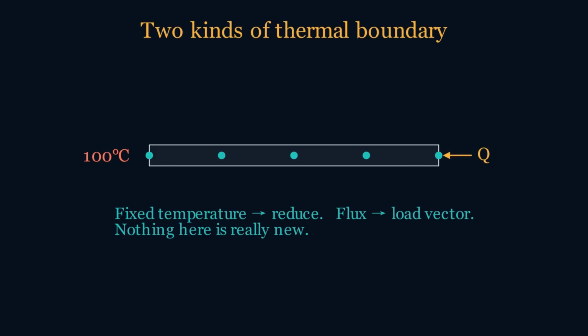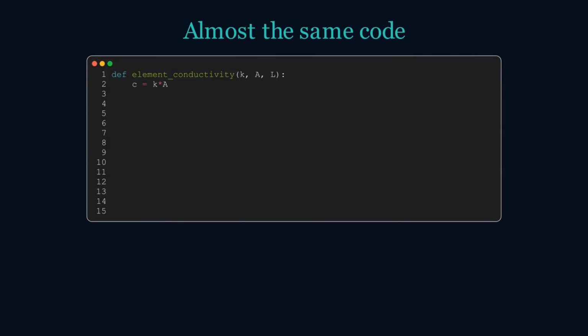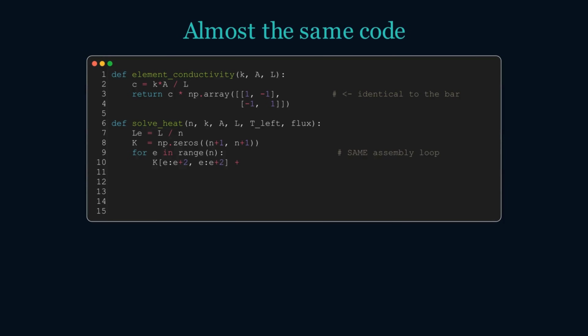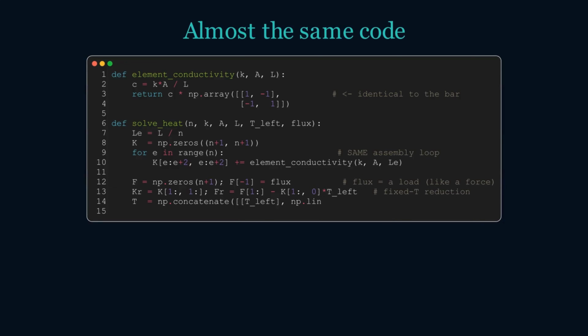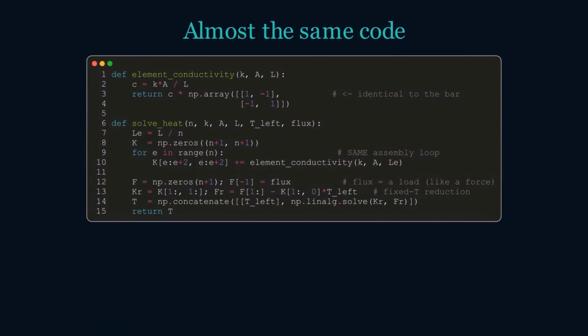Let's solve it. Here's the heat solver. If you saw episode 1, this should look almost identical, because it is. Same assembly loop, same reduction for the fixed value, same single solve. The flux just goes into the load vector. We changed the names and one physical constant. The method didn't change at all. That's the whole point.